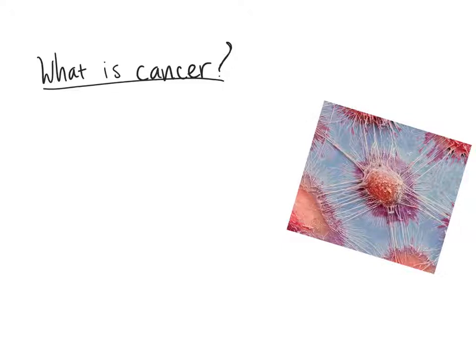So I'm going to start with defining what makes a cancer cell different from a normal cell, and that is that cancer cells divide completely chaotic and out of control, and they divide at a much quicker and sporadic rate.